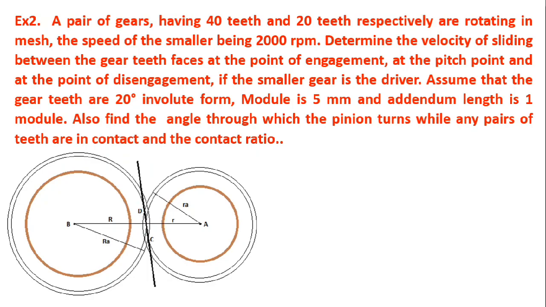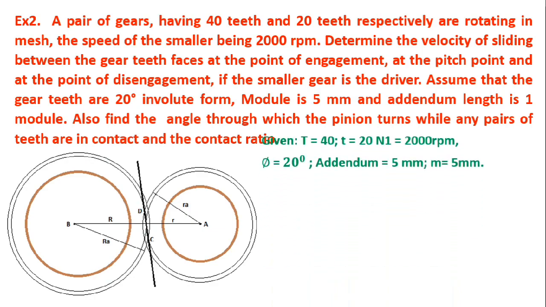Also find the angle through which the pinion turns while any pair of teeth are in contact, and also determine the contact ratio. So what is given in this problem is the number of teeth on gear as 40, number of teeth on pinion as 20, and speed of pinion as 2000 rpm. Here it is given the speed of the smaller being 2000 rpm. Then the pressure angle phi is given as 20. Addendum is 5 mm because addendum is 1 times the module and module is 5 mm. So addendum will be 5 mm. So this is the given data.